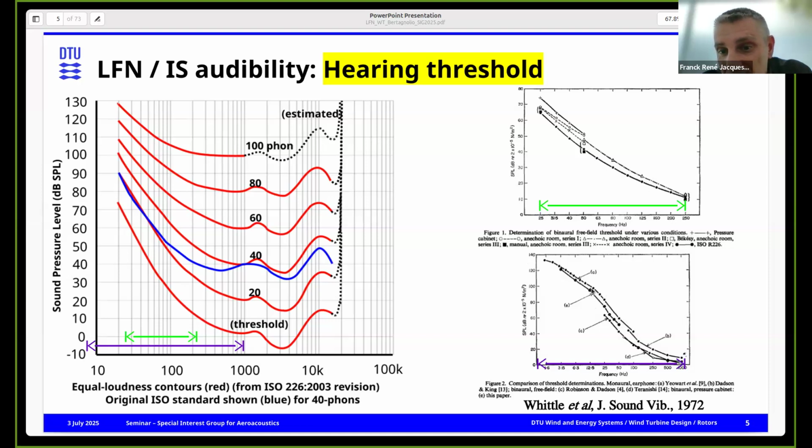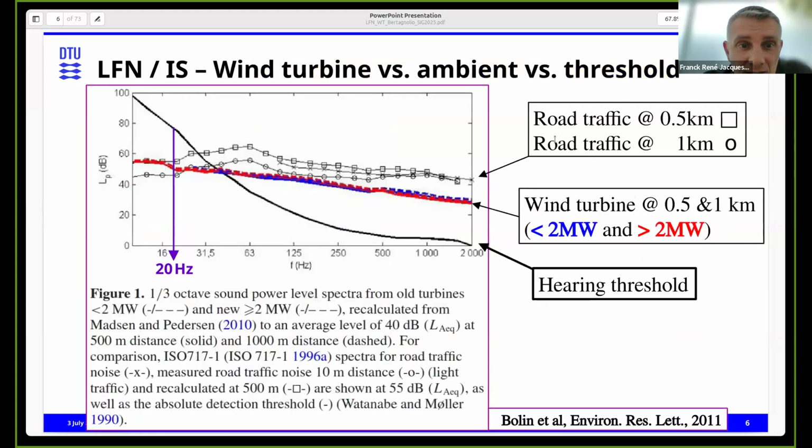The tendency is clear: the lower the frequency, the more energy you need to be able to hear it. So that's a fact. That's what we don't really hear at some low frequency noise. It's not always audible.